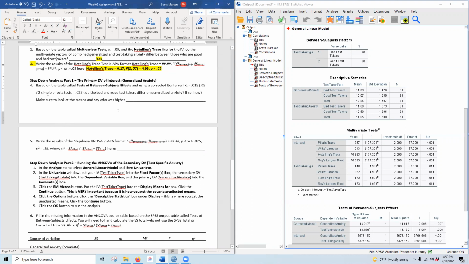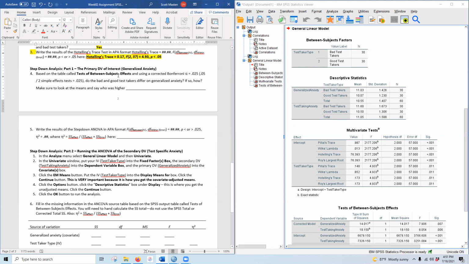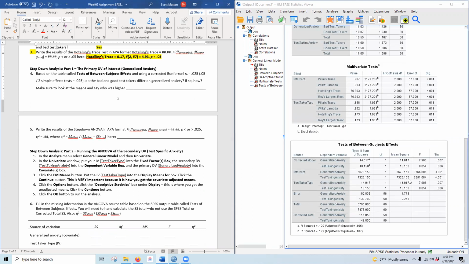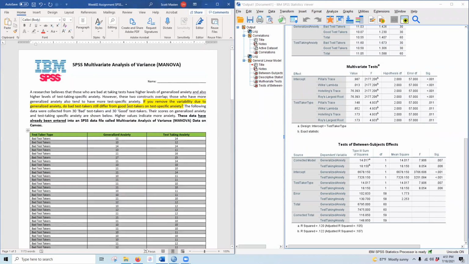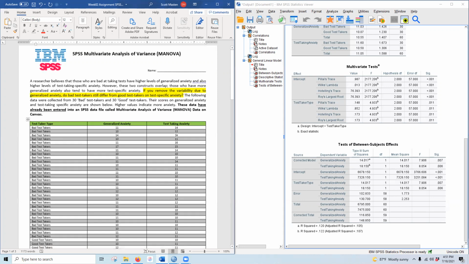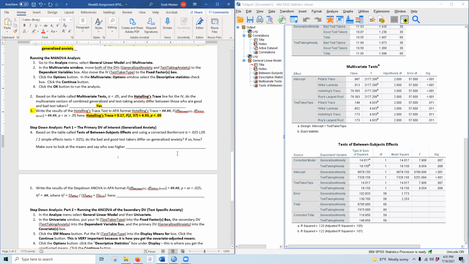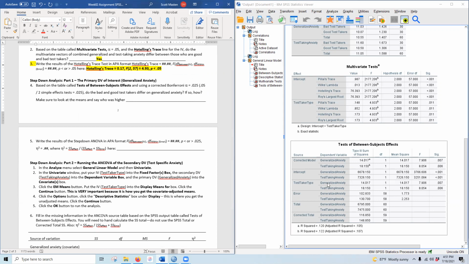So, step down, part 1, the primary DV of interest. Based on this table called tests of between subjects effects, under test taker type, there's 2 lines, generalized and test taking anxiety. So remember, the hypothesis here is that if you remove variability due to generalized anxiety, do bad test takers still differ from good test takers on test specific anxiety? So the thought is really that it's general anxiety that causes them to be bad test takers, not test specific anxiety.